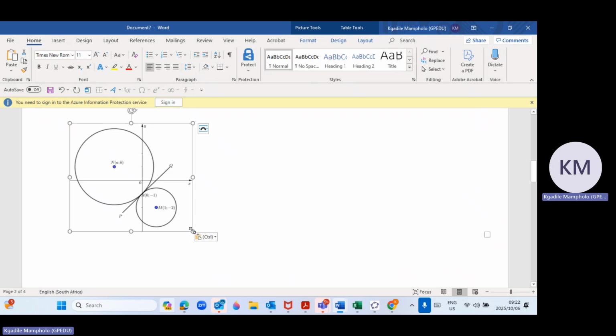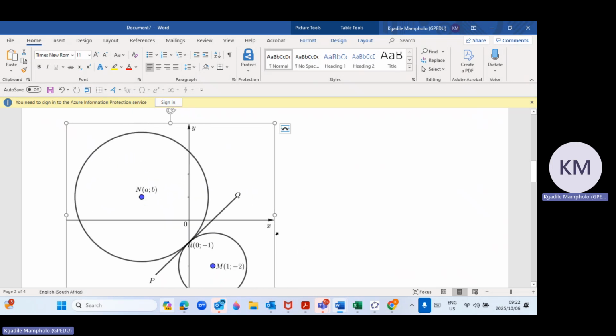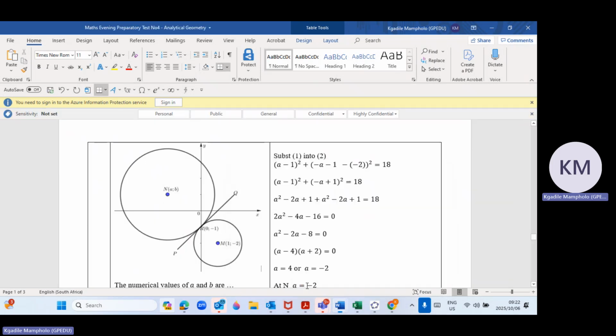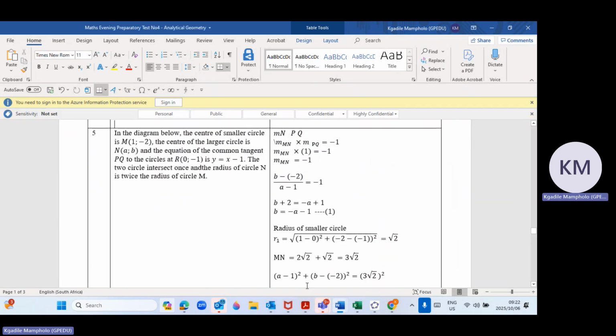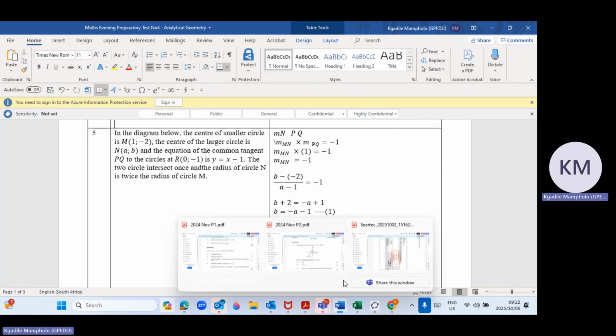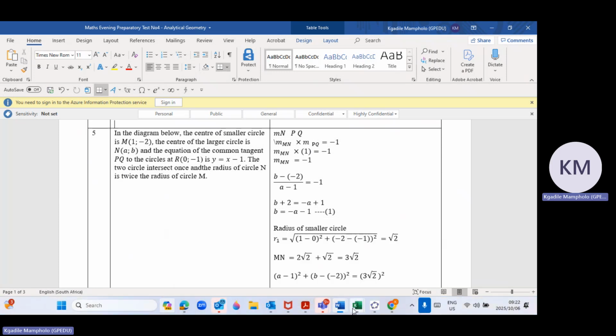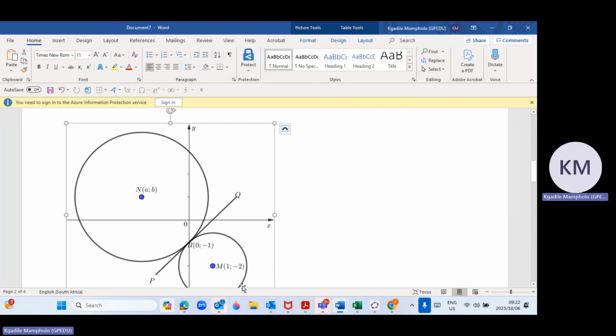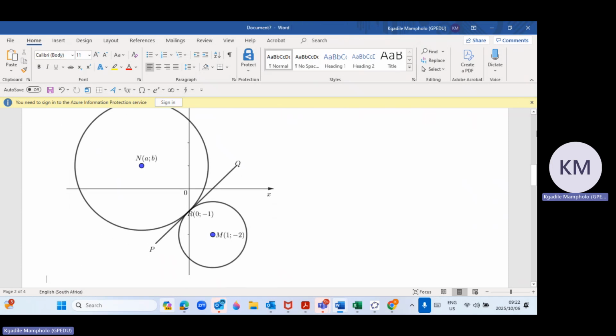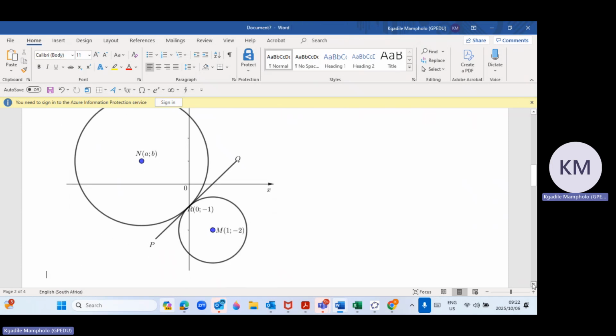Let me put it here so that when we read the statement, we say, let's read the statement. In the diagram below, the center of the smaller circle is (1, -2). You see, this is (1, -2). Let me just put it so that we see every part of it.